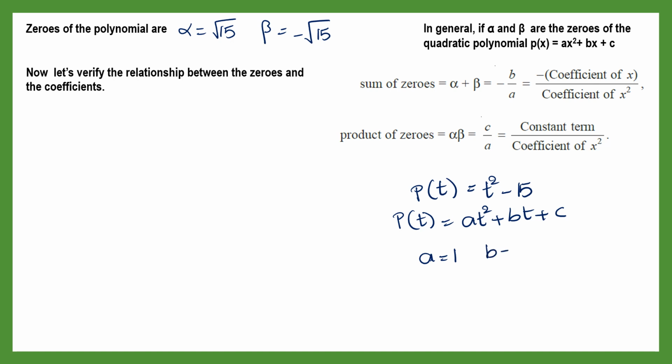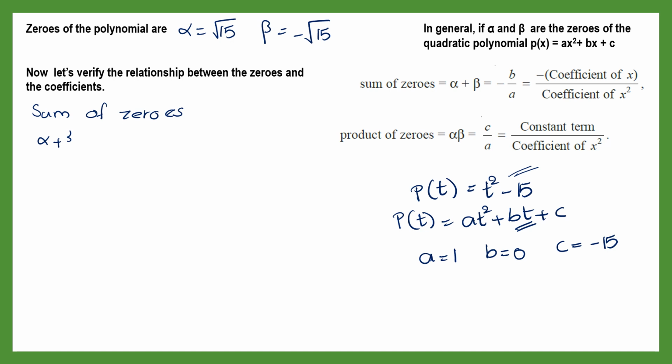A is equal to what? 1. B is equal to what? There is no term with coefficient t. Sorry, there is no term bt here. There is no coefficient of t. So B will become 0. C is what? Minus 15. Now let's verify sum of zeros first.